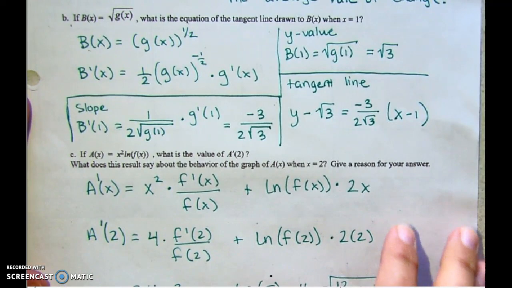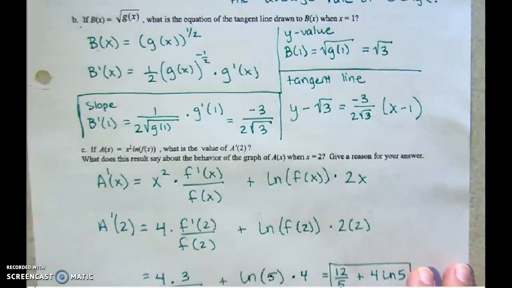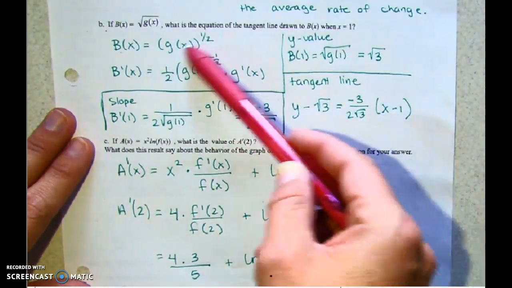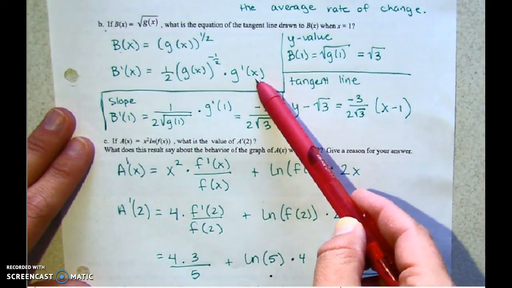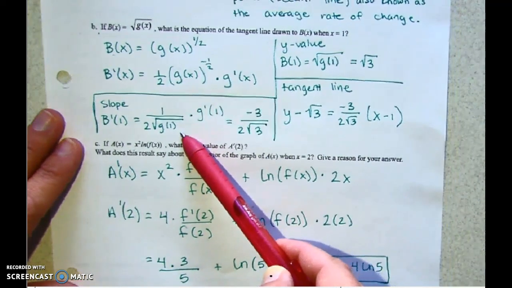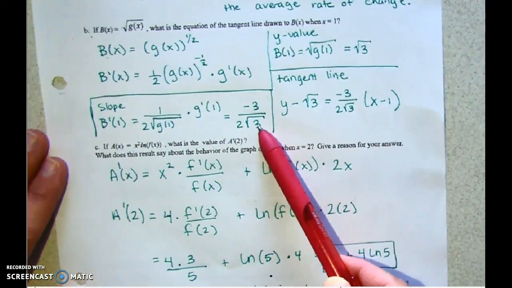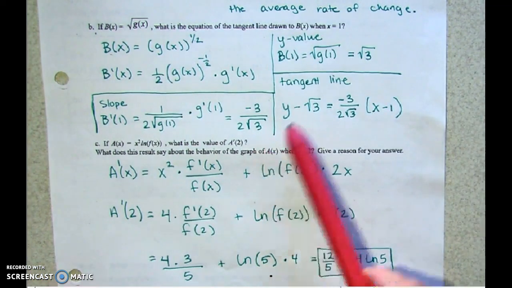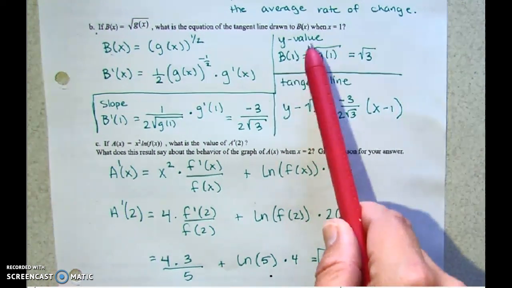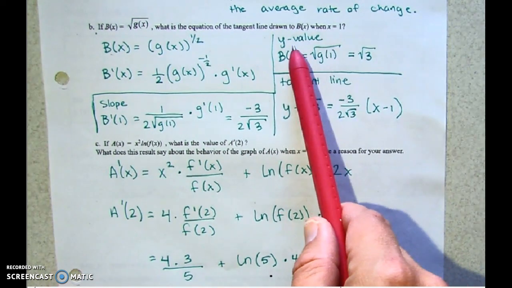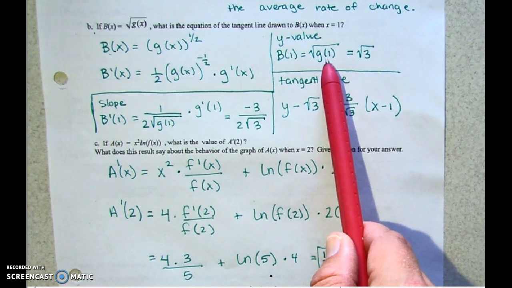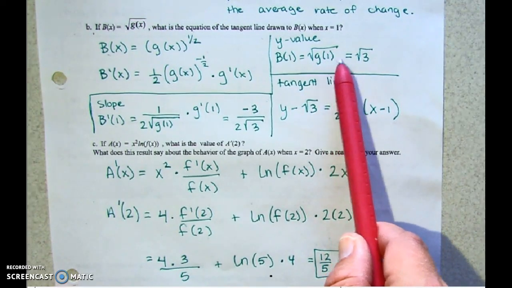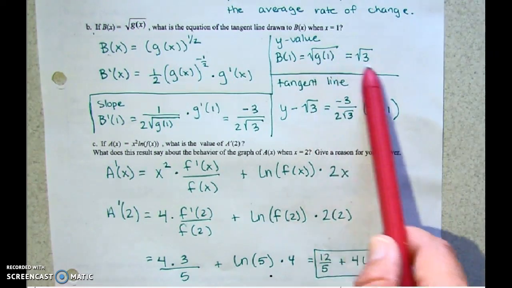I'm just going to show these answers. I only have 3 minutes left. So the derivative of b, we see this chain rule, multiply by the derivative of the inside. We need a slope, so we plug in 1. That's what we got. It's yucky, I know. That's okay, you can do it. You also need a y value of b, so it's not a y value of f or g, it's b, which means you have to plug it in to the square root of g of x, so g of 1 is 3, so the y value for the b function is the square root of 3.